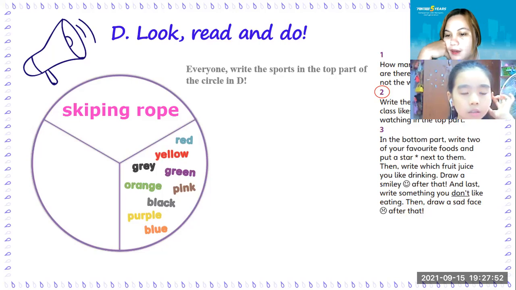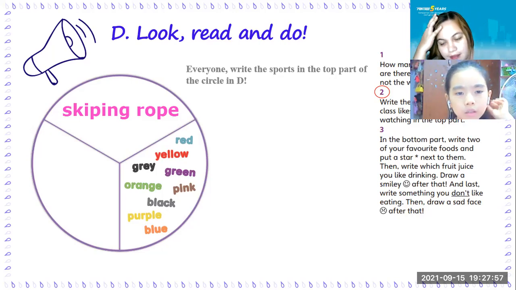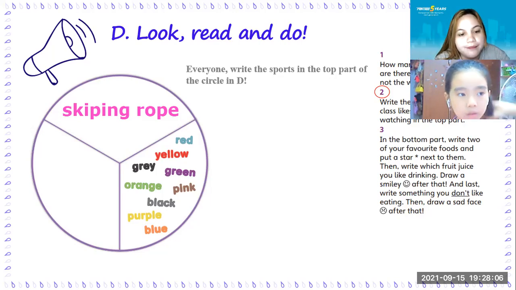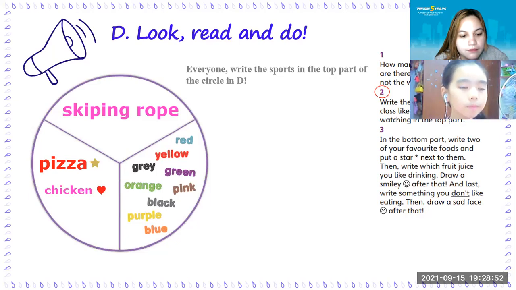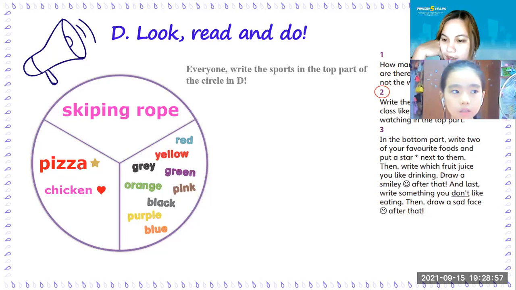So how about number three? In the bottom part, write two of your favorite foods and put a star next to them. Okay? Write the name of the foods that you like the best. Two kind of foods. And then you have to put a star after them. Okay, pizza and chicken.